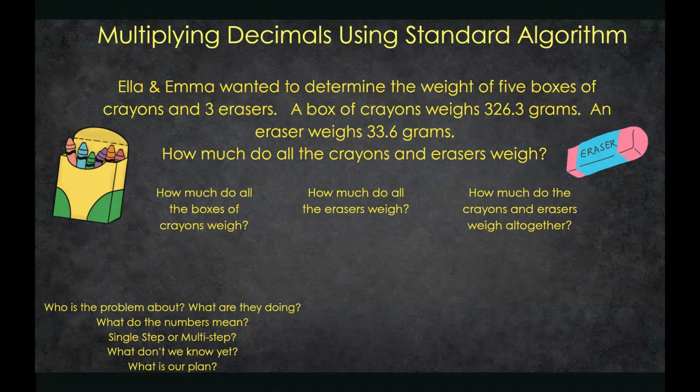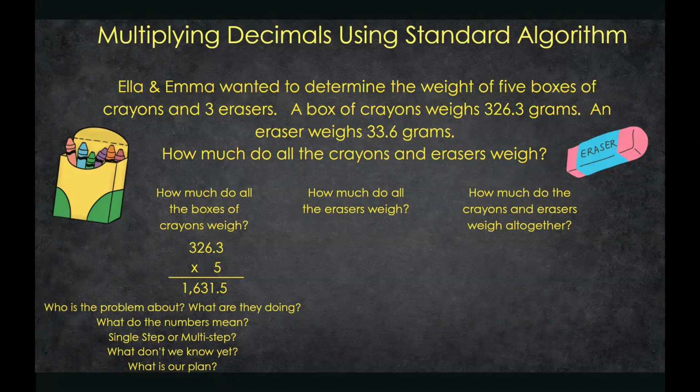So, if we need to find out how much all the boxes of crayons weigh, and there's 5 boxes, that means there's a repeating number. We just have to multiply. 326.3 times 5 gives me a total of 1,631.5. I only had to shift my decimal 1 place because there is only 1 place value behind the decimal. 5 has no places because it's a whole number.